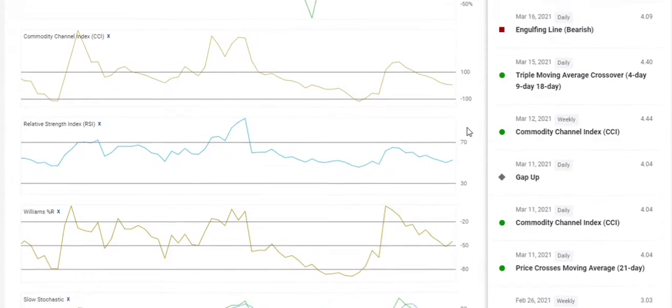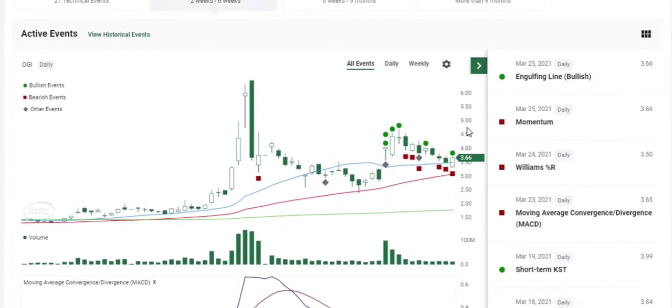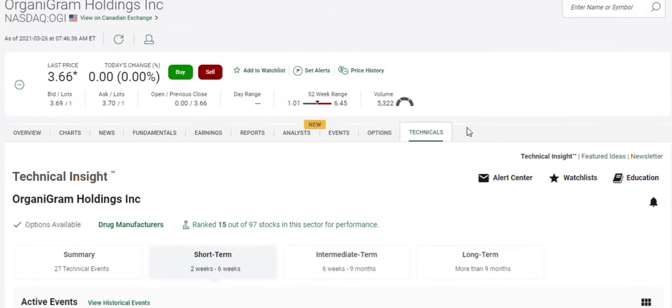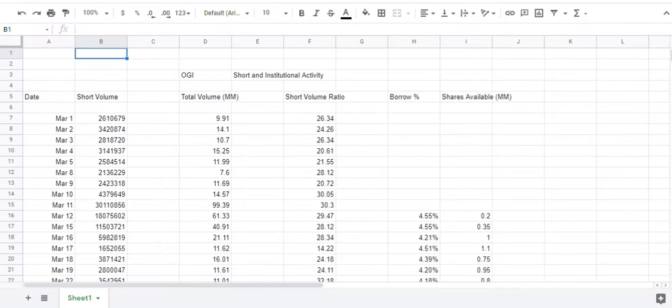I still believe 3.50 is the bottom, but we're going to need a couple more days to confirm it. And obviously, that news with legalization moving forward in New York State yesterday is going to help things out a little bit.